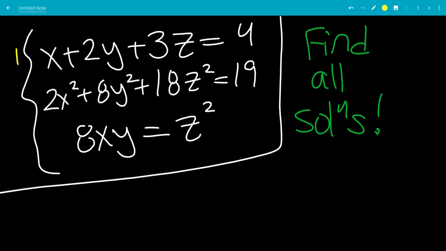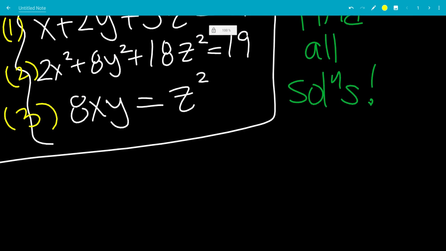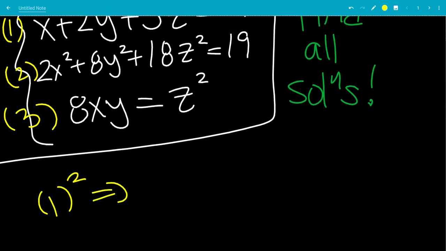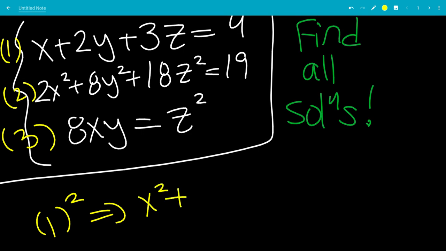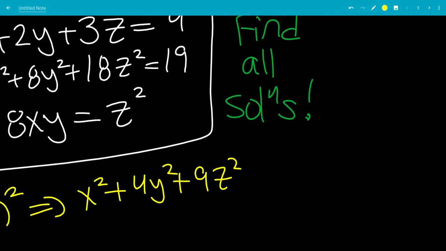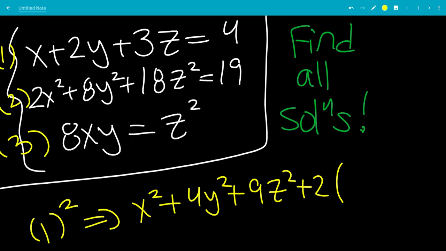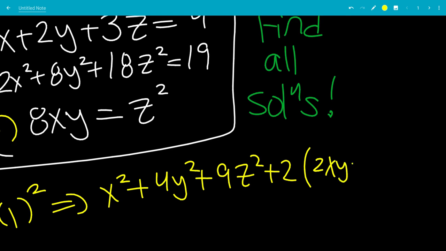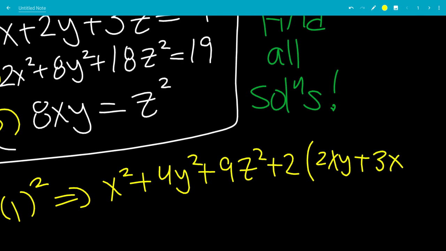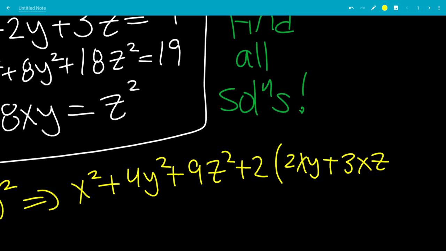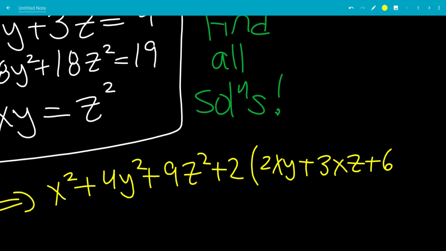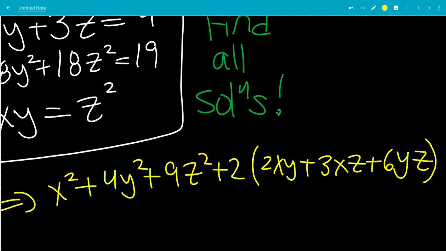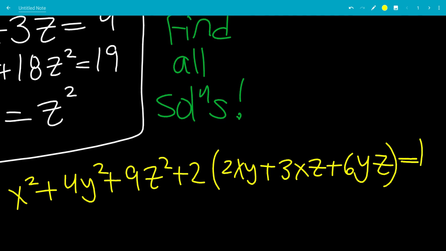Okay, so this is equation 1, equation 2, and equation 3. We're going to square equation 1, leaving us with x squared plus 4y squared plus 9z squared plus 2 times, and we're going to multiply x times 2y, which is 2xy, plus 3xz, then 2y times 3z, which is 6yz. Now this is equal to the square of the right-hand side, which is 16.